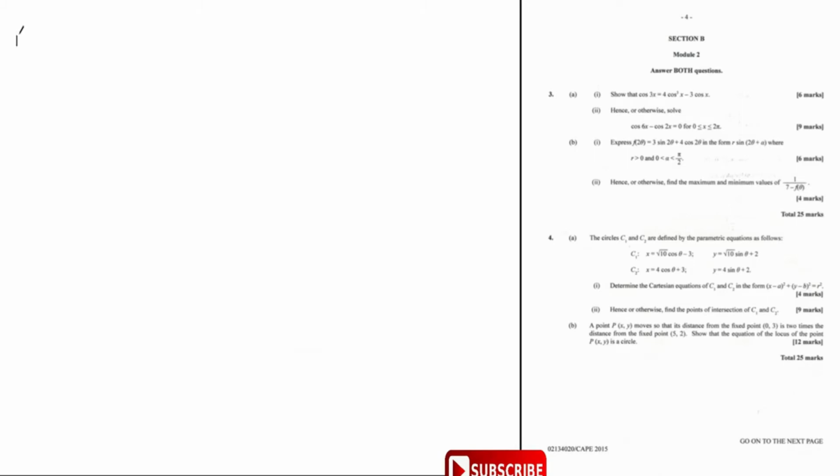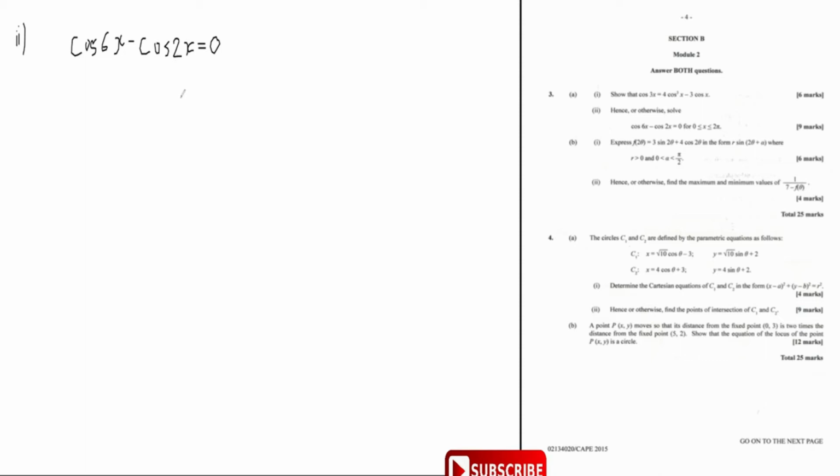Part 2 now. We have that, hence or otherwise, solve cos 6x minus cos 2x equal to 0. All right. And it says hence. Hence means we're going to utilize the knowledge that we have from above.